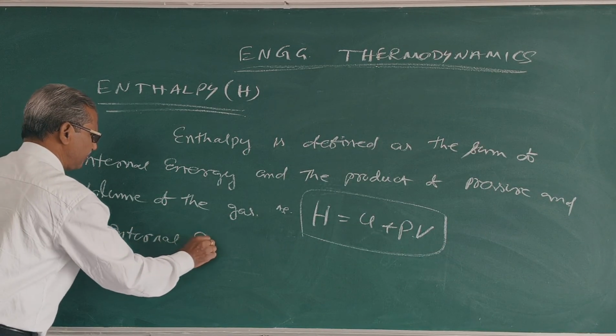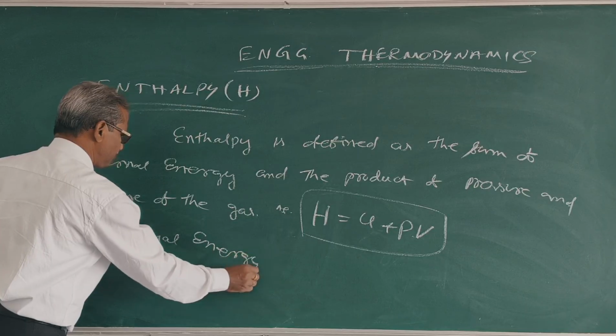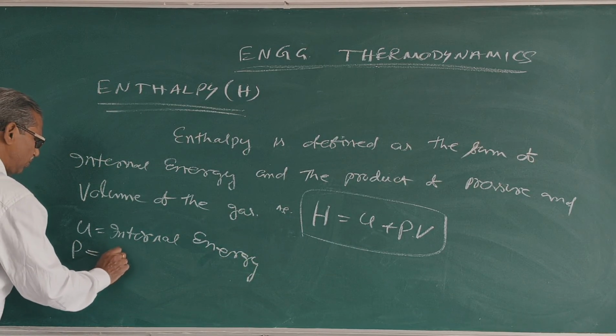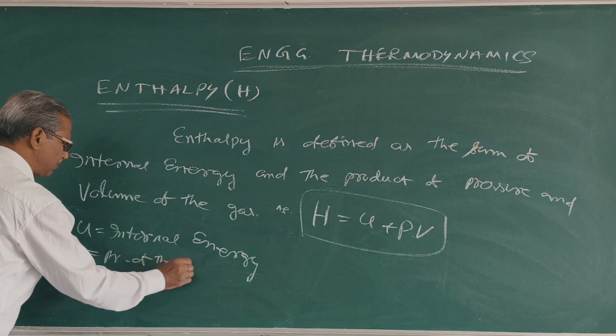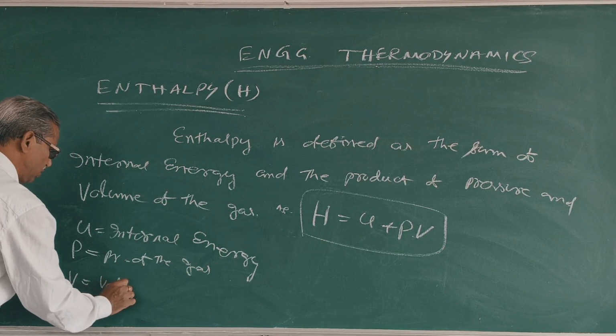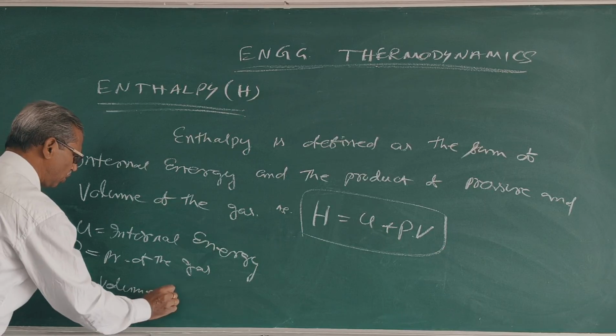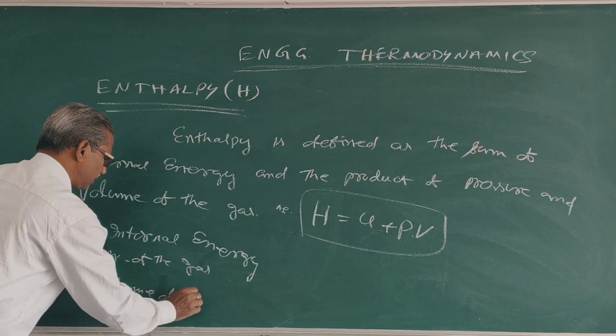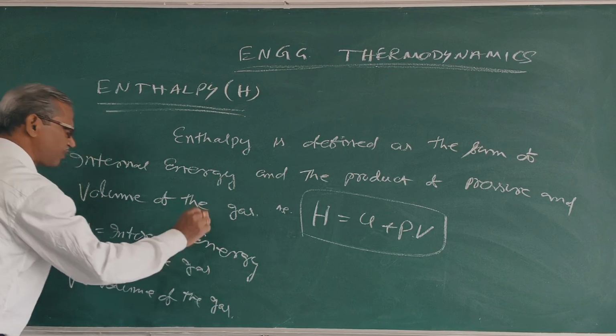U is equal to internal energy, P is equal to pressure of the gas, V is equal to volume occupied by the gas or volume of the gas. Clear?